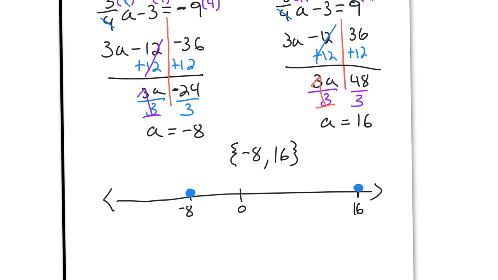Notice that the distance from -8 to 0 is smaller than 0 to 16 because it is halfway. So it's just an estimation. Is it exact? No, guys, but it's just a way to make a quick graph of your solution. So we have two things again. Our solution set is -8, 16, and our graph is a number line with the two circles, dark circles, or closed circles on top of the numbers.